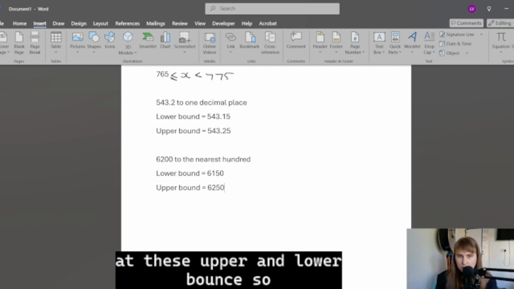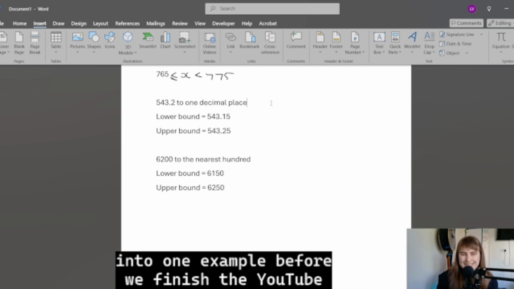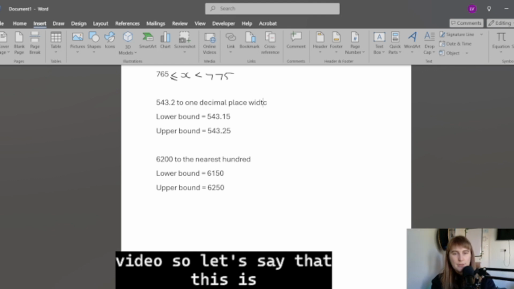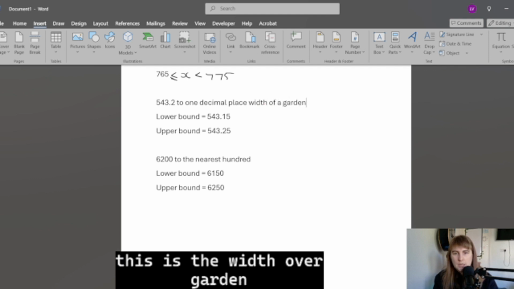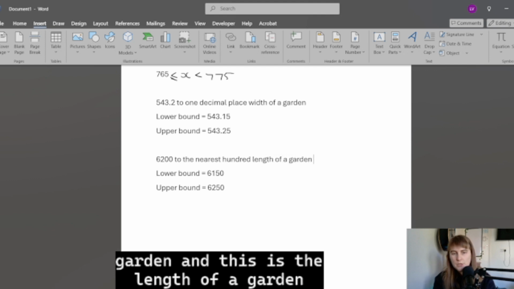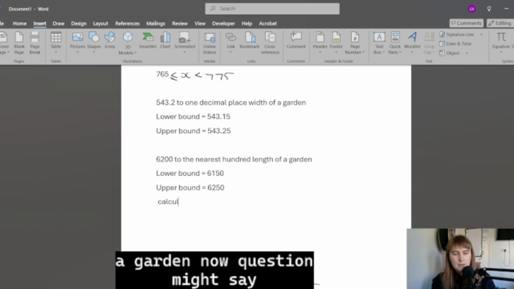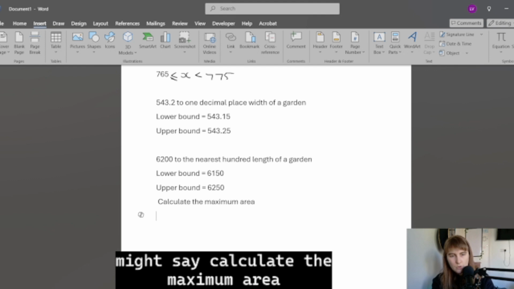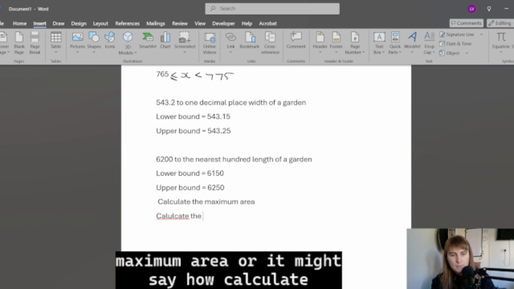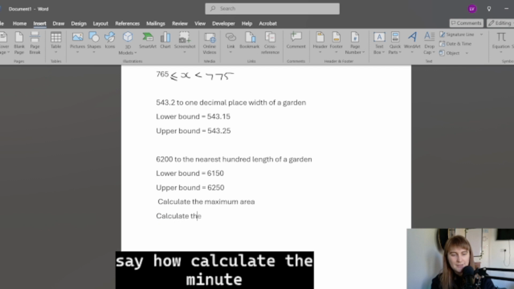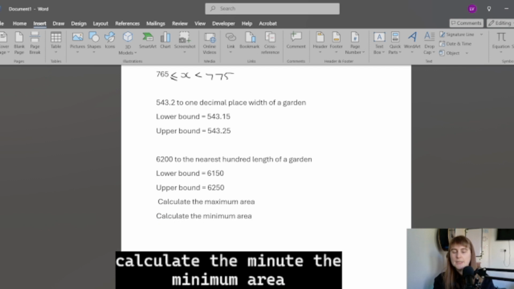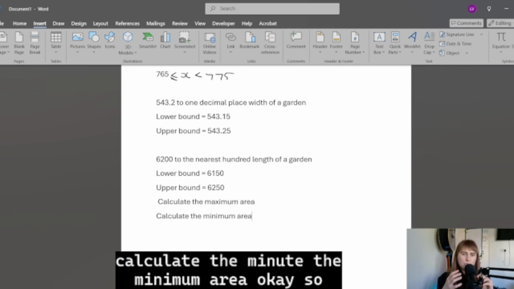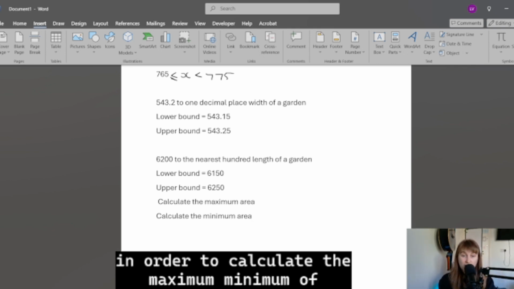So let's put this into one example before we finish the YouTube video. So let's say that this is the width, oh, sorry, spell width, of a garden. And this is the length of a garden. Now, a question might say, calculate the maximum area. Or it might say, calculate the minimum area.